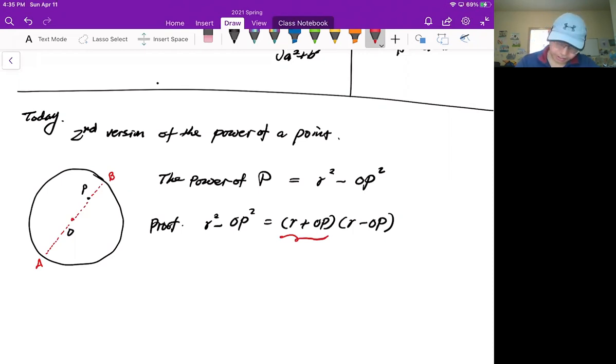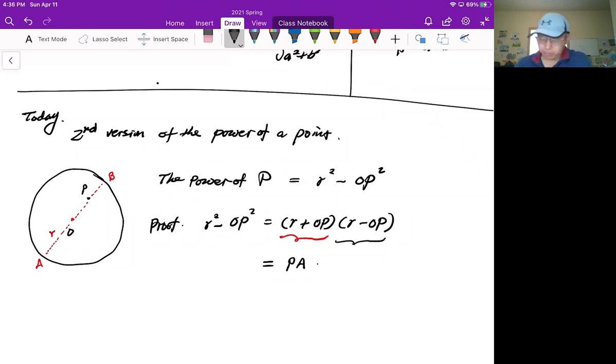Well, this is R here. R is the radius, right? So R plus OP is what? R plus OP is just PN. Can you see that? OP plus R is just PN. Okay. What is the other one?